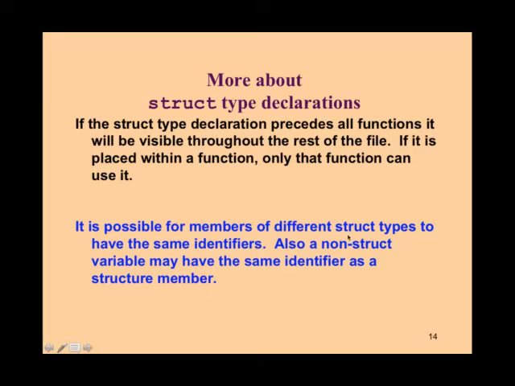So it's possible for members of different struct types to have the same identifier. And a non-struct variable, let's say in the main function, can have the same name as the struct member. There's no mix-up or confusion about that. Time permitting, we will give you an example of that.